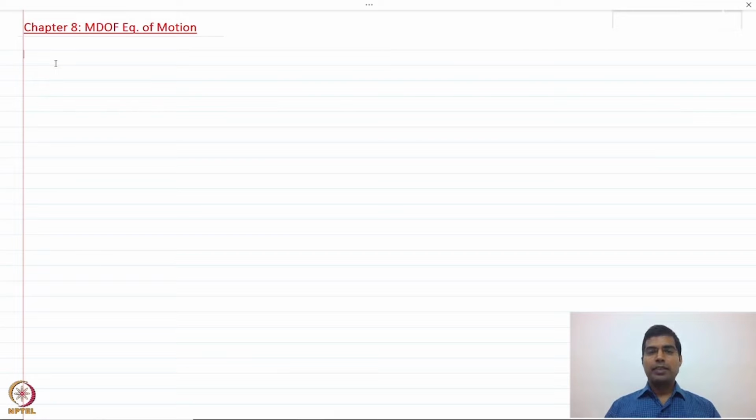So to get into that, first we look at different types of multi-degree of freedom systems, and then like we did for a single degree of freedom system, we'll first set up the equation of motion for a multi-degree of freedom system, and then see how the equation of motion can be solved. So let us get started with this lecture.